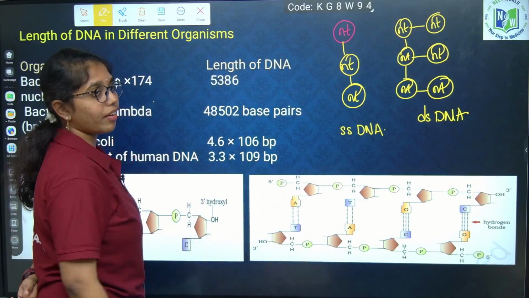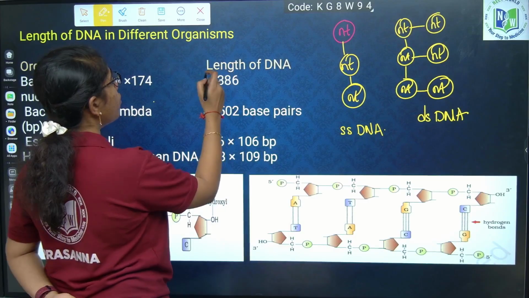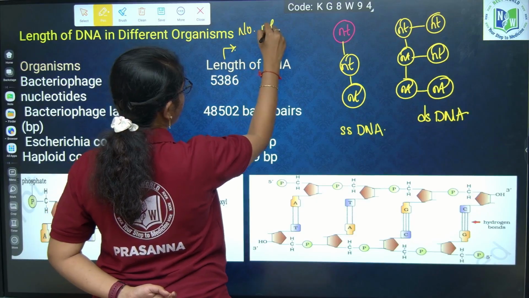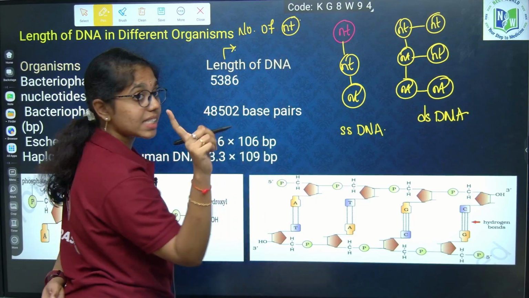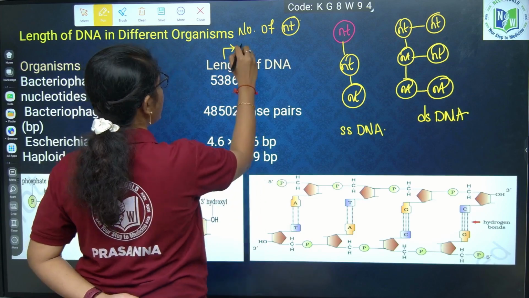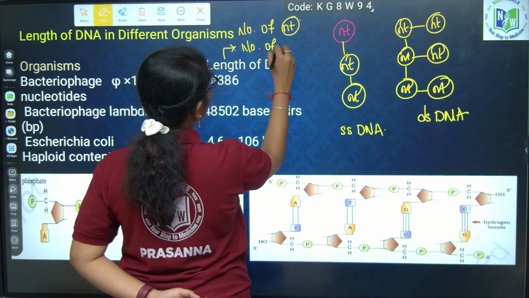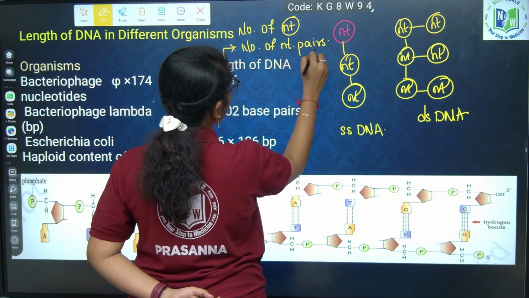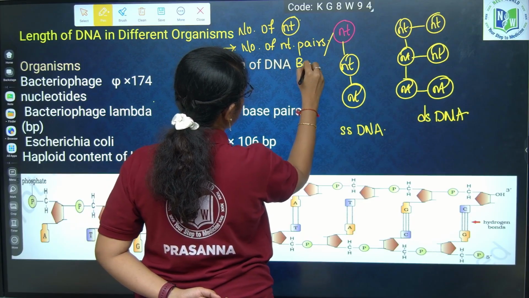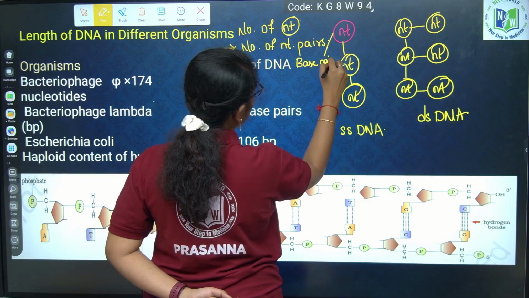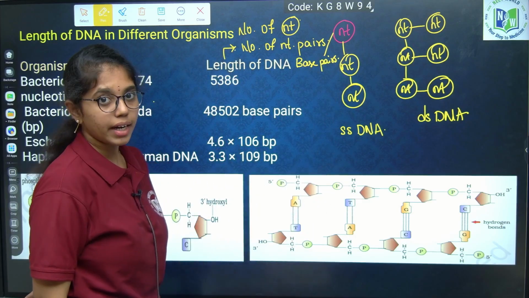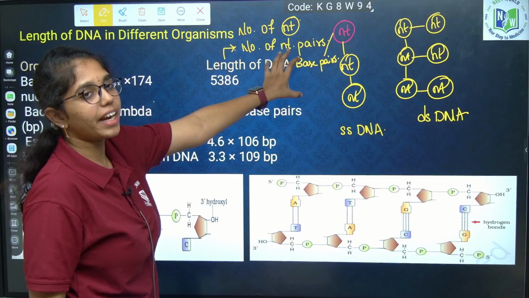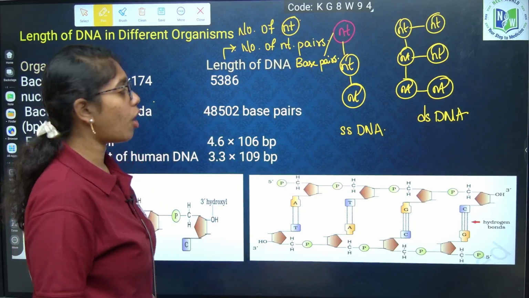How will we identify the length of DNA? The length of DNA we can find either by the number of nucleotides if it is single stranded DNA, or the number of nucleotide pairs or base pairs if it is double stranded DNA. Just by looking at the nucleotides or pairs we can identify whether it is single stranded or double stranded.